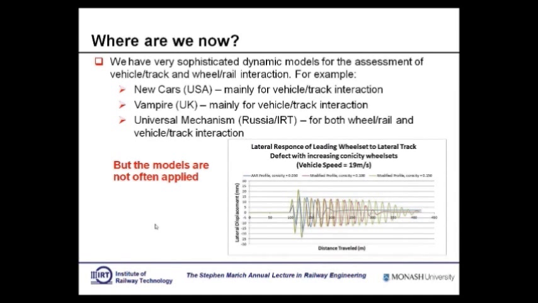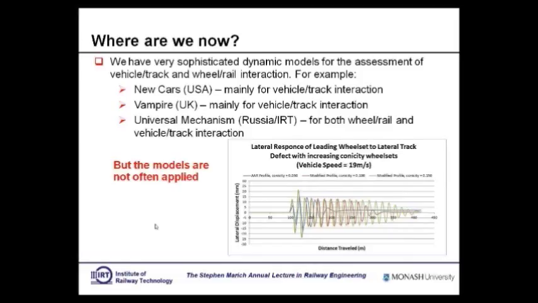We have very, very sophisticated dynamic models that to some extent can simulate how a vehicle, wheel set and bogie can go down a track that has one or more defects and so on. And there are three major models. NUCARS from the US, and that's mainly for vehicle-track interaction. You have VAMPIRE from the United Kingdom, and again that's vehicle-track interaction. And then you have this third model that has been brought over by IRT from Russia, Universal Mechanism, where you can look at both wheel, rail and vehicle-track.